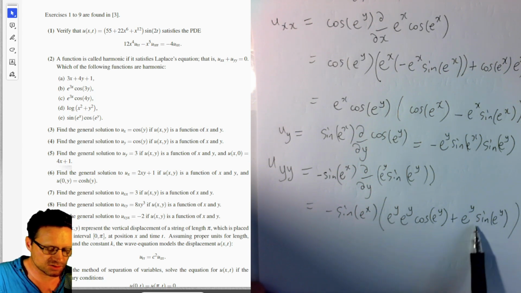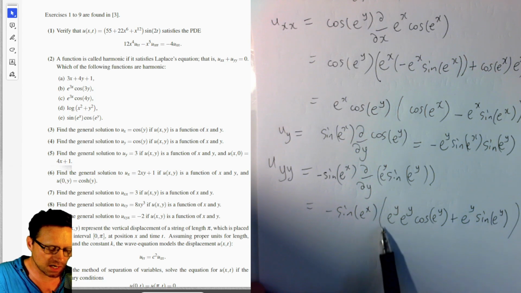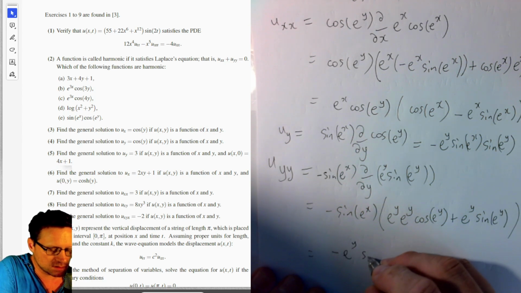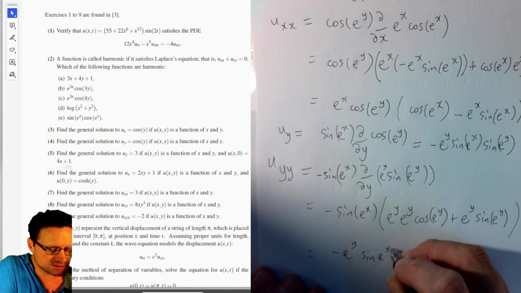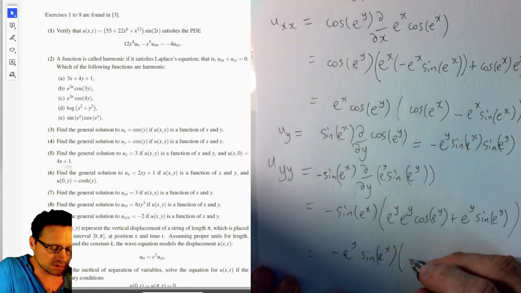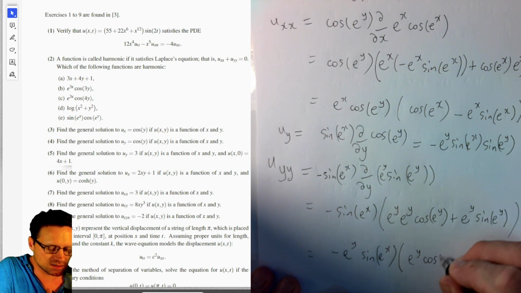So what is common here? Just the e to the y. We have minus e to the y sine e to the x, e to the y cos e to the y, plus sine of e to the y.